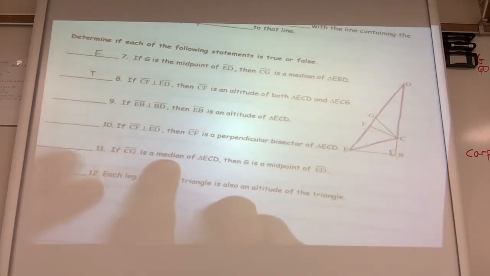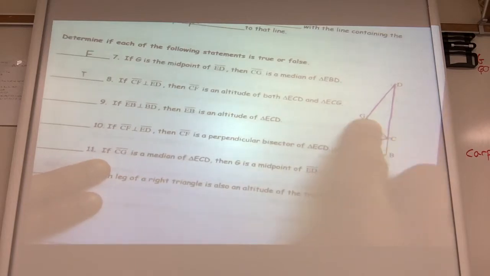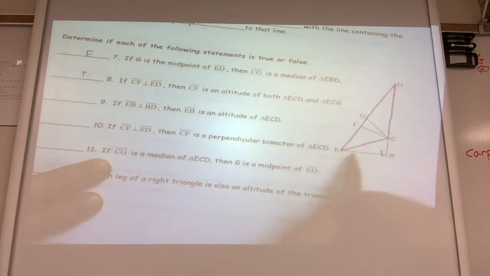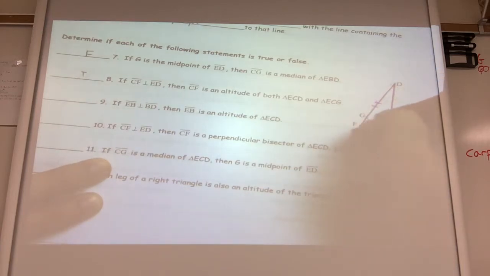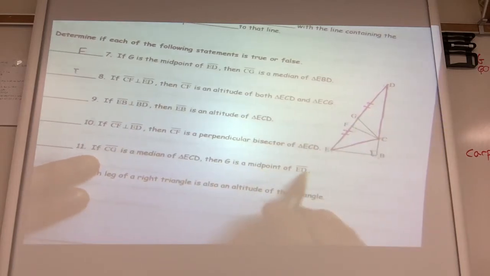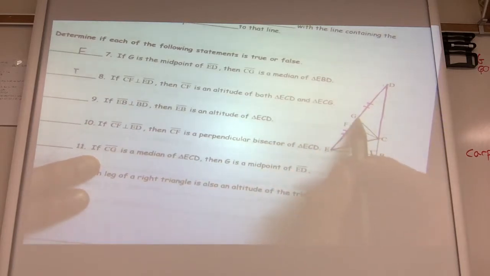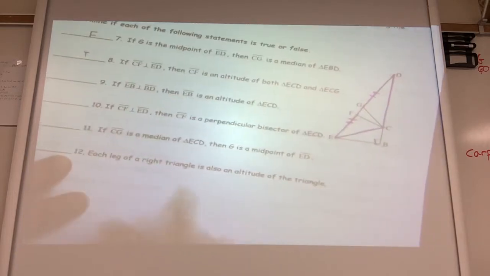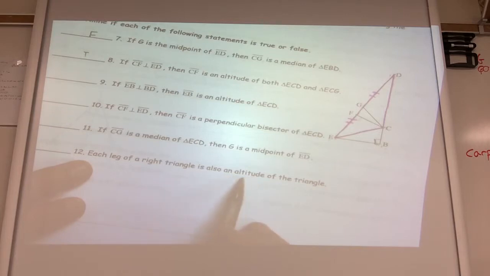If CG is a median, okay, if CG is a median of ECD, so that means this is equal to that. If it's a median, then G is the midpoint of ED. Yeah, absolutely. G is in between E and D. So that's true. Each leg of the right triangle is also an altitude of the right triangle. That's an interesting one. What do y'all think?